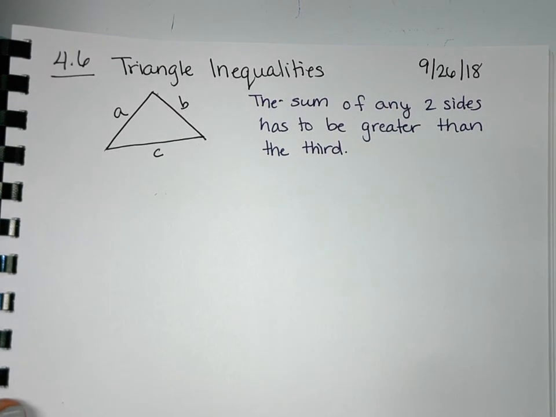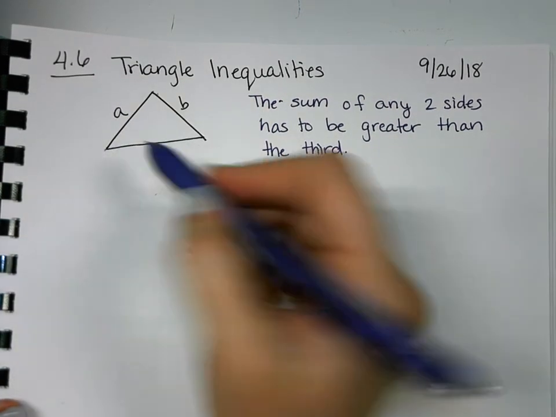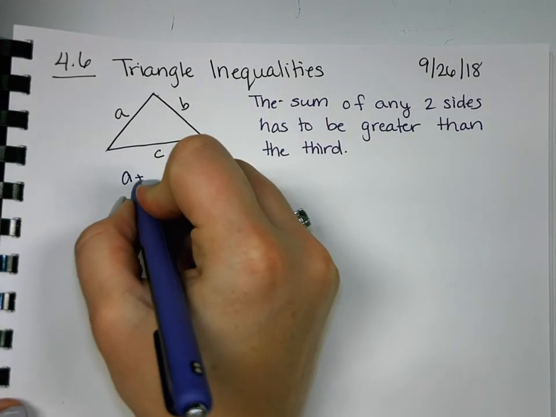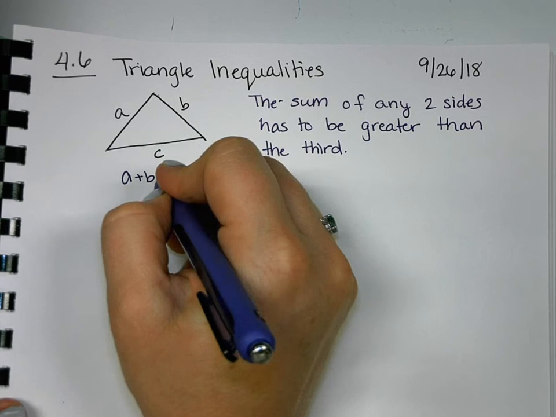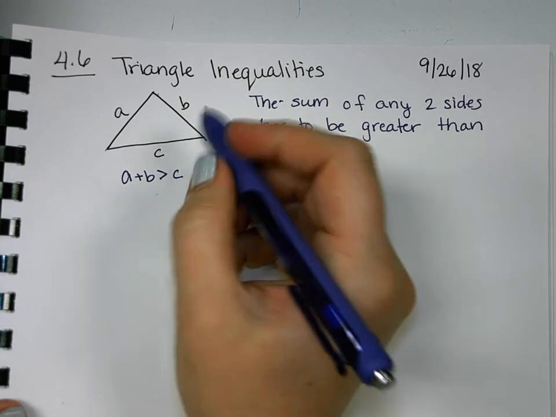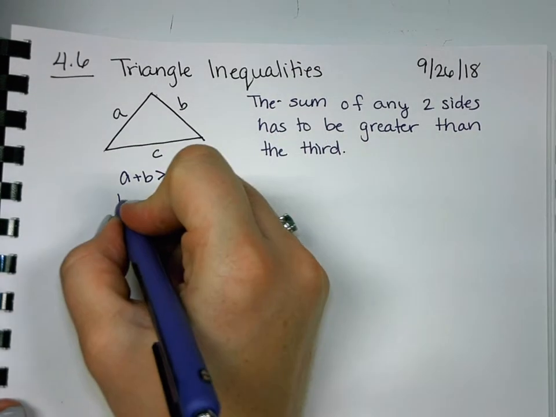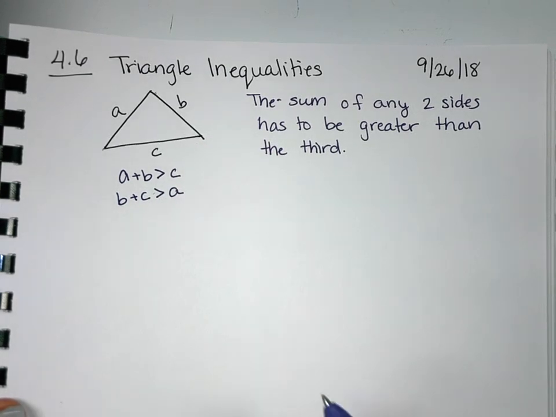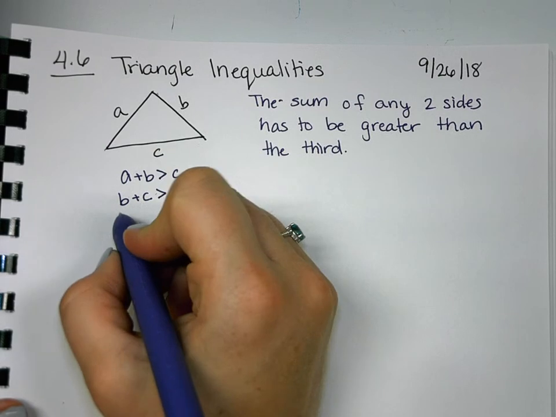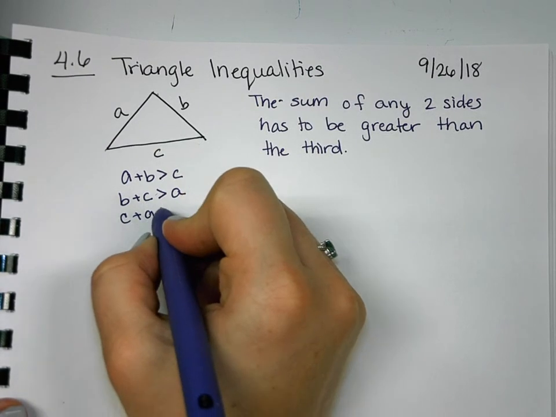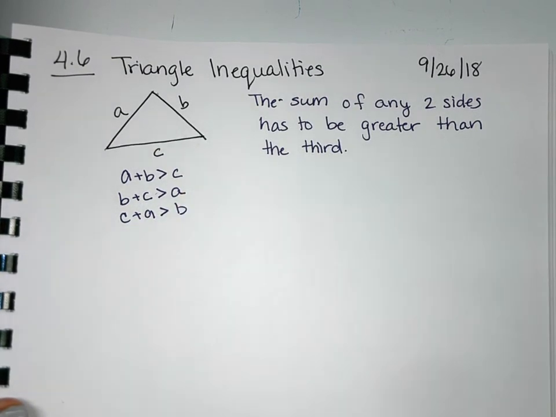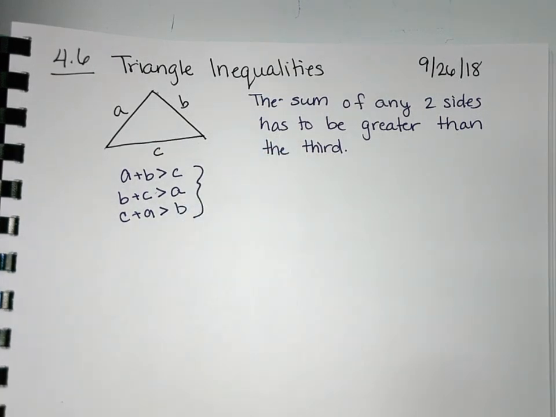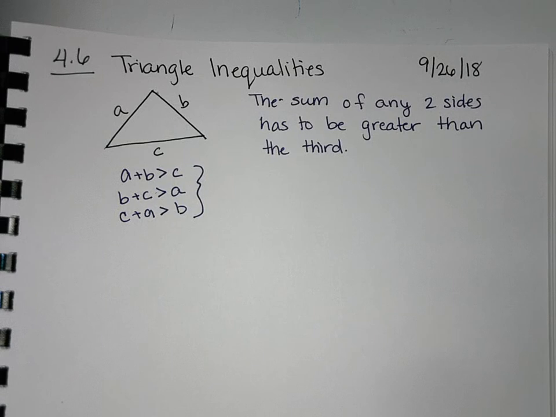So in terms of our picture, it would mean in order for this to be a triangle that works, we would have to add up the numbers for A and B, and it would have to be a greater sum than C. We also would have to add together B and C to make sure that sum is greater than A. And lastly, we would want to add together C plus A to make sure that sum is greater than B. If all of these are true, then you have side lengths that can make a triangle.